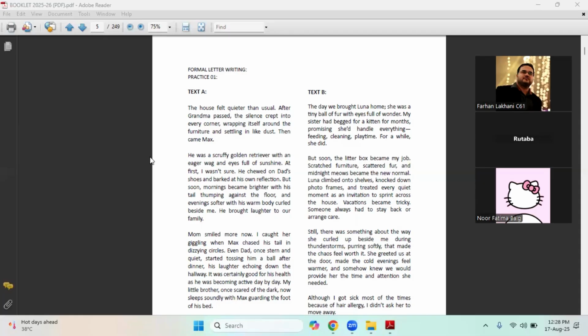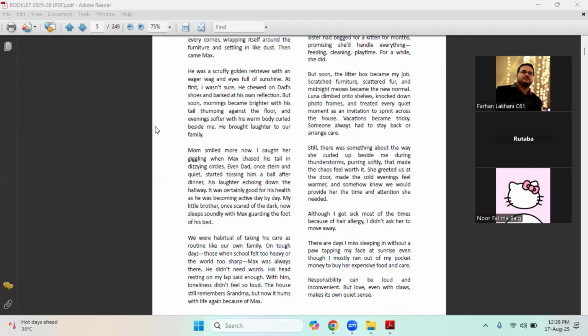So these texts are about the advantages and disadvantages of keeping pets. This is about a dog and a cat. An experience with a dog and an experience with a cat, right? The first person is talking about Max. Max is the name of the dog, right? So the first person is talking about experience with a dog, and the second person is talking about different experiences with a cat. So you got an idea.